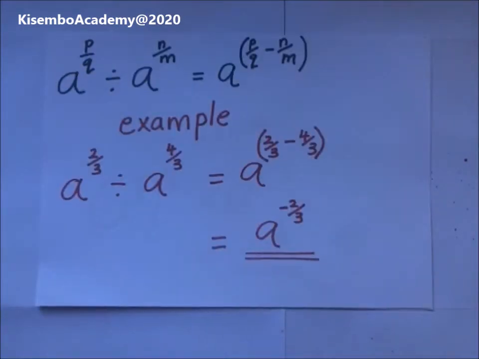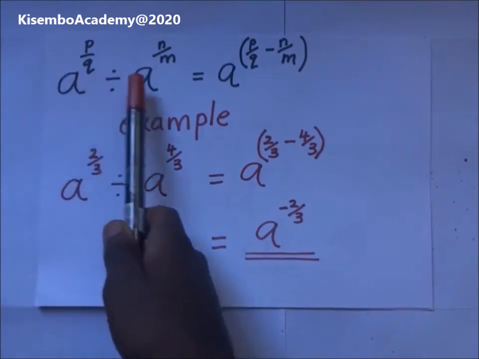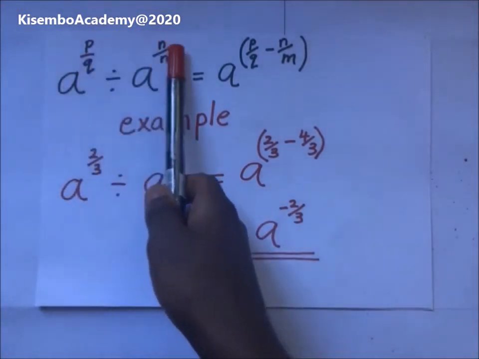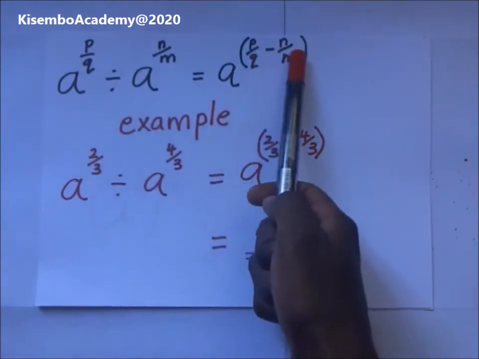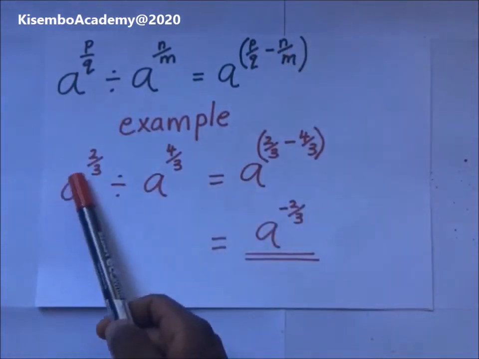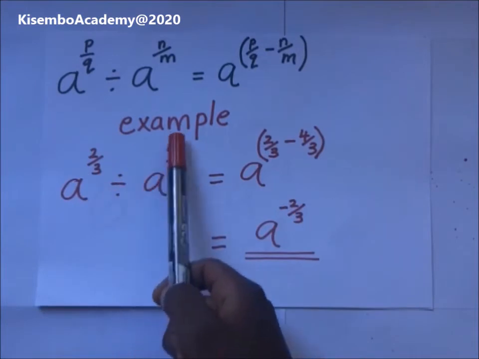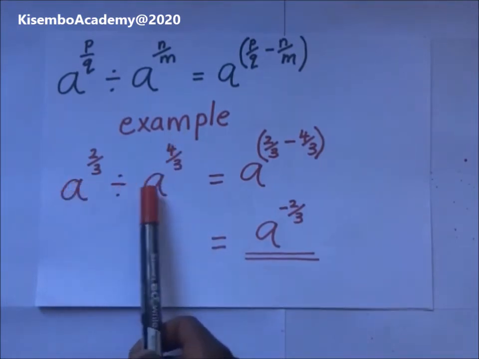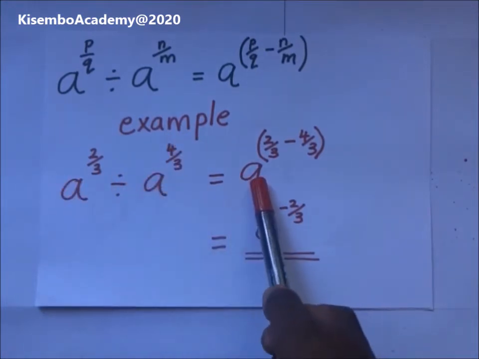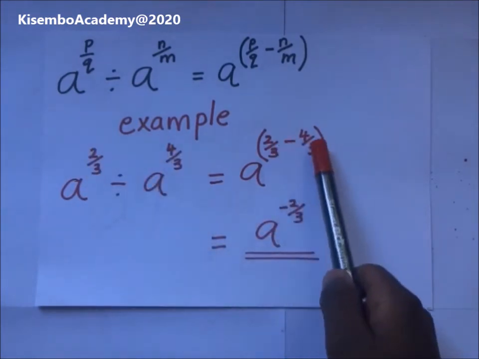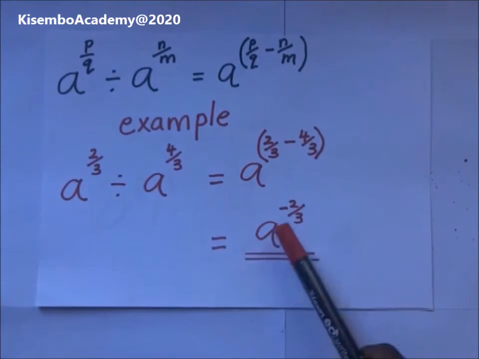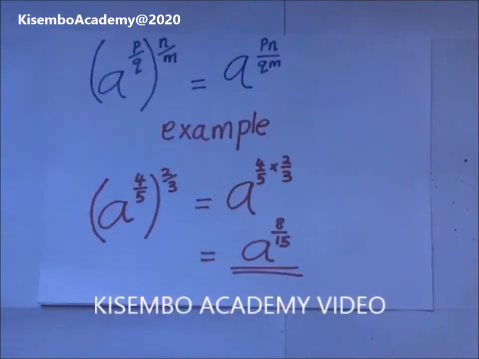When we are dividing, it's just like before. When we are dividing indices, if they are having the same base, we subtract the powers. So right here, it's p over q minus n over m. In our example, it is a to the power 2 over 3 divided by a to the power 4 over 3. Because the a is the same base, we shall maintain the base, but what shall we do to the powers? We shall subtract them, which is 2 over 3 minus 4 over 3, and our answer will be a to the power negative 2 over 3.